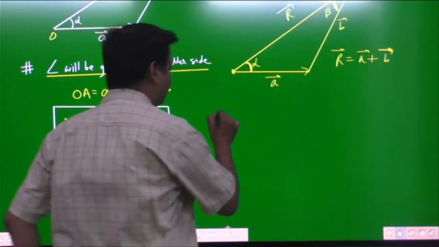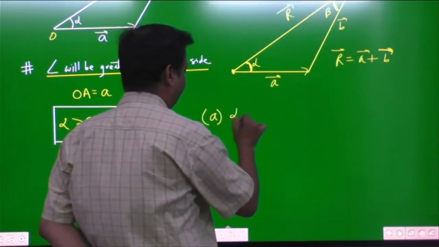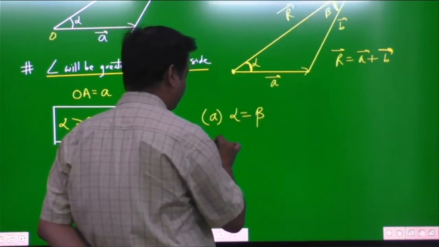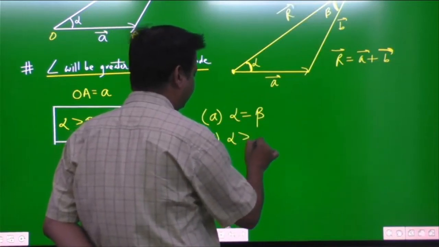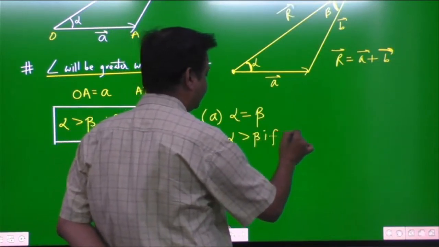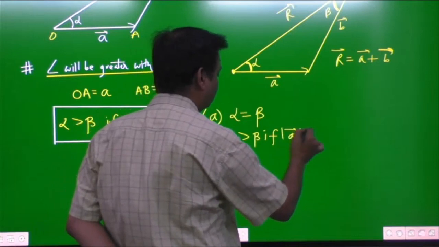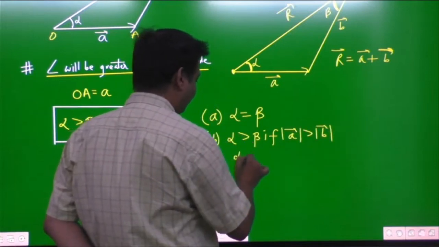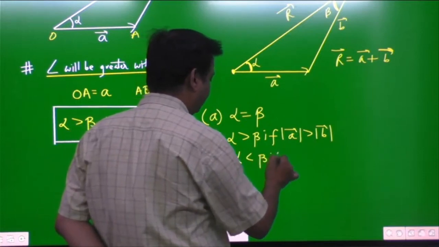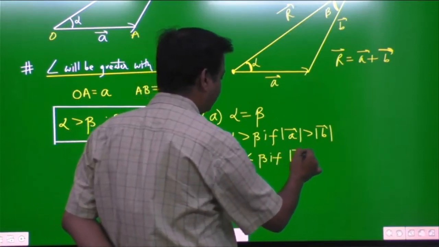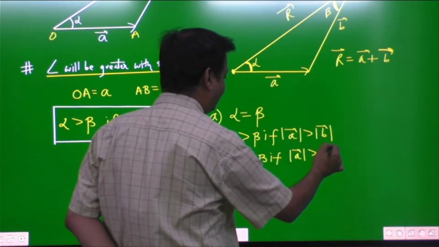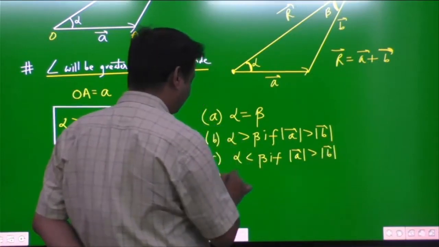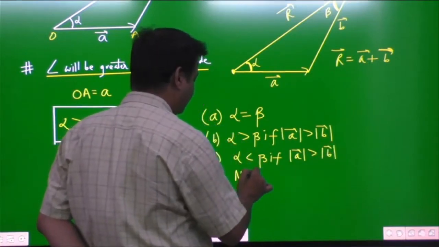Now which option will be correct? Option A: alpha will be equal to beta. Option B: alpha will be greater than beta if magnitude of A is greater than magnitude of B. Option C: alpha will be less than beta if magnitude of A is greater than magnitude of B. And option D, none. So what do you think? Which option will be correct?